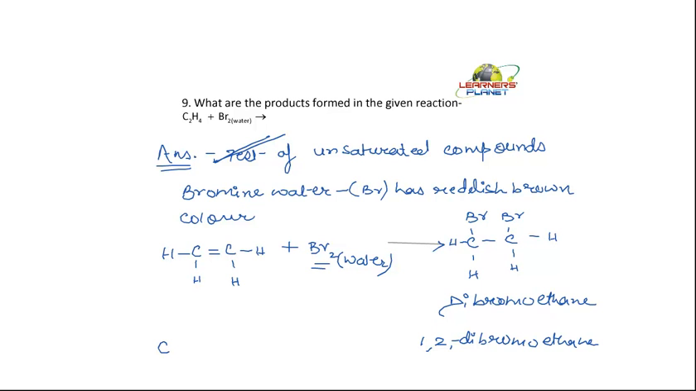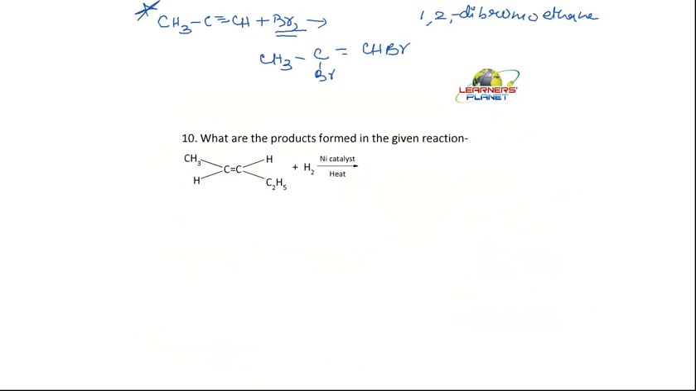So if I am taking an alkyne here, say CH3, C triple bond CH, and I am treating this with bromine water, Br2, what I'll get here is CH3CBr, a double bond, and CHBr. Again your bromine has been cleaved and your bromine water gets decolorized. So the unsaturated compounds decolorize bromine water. Okay. Now let's take up our next question here.